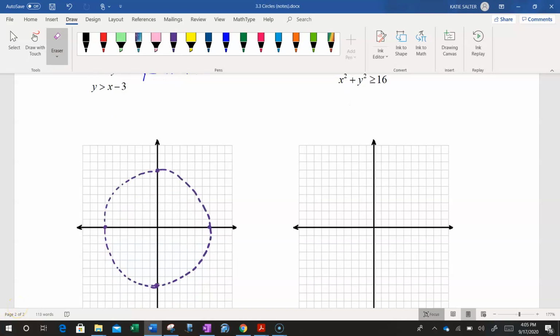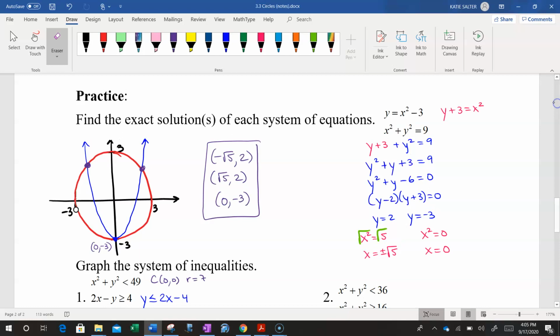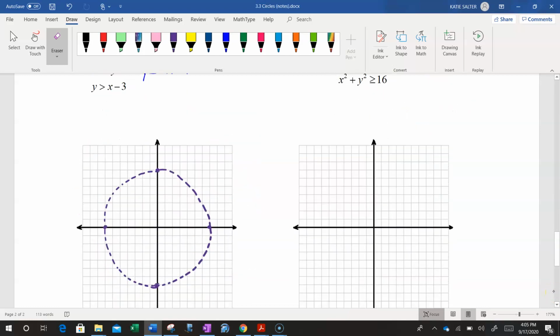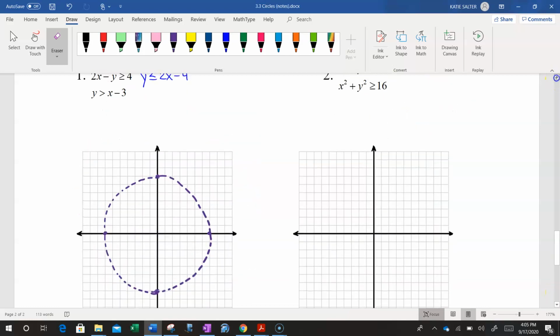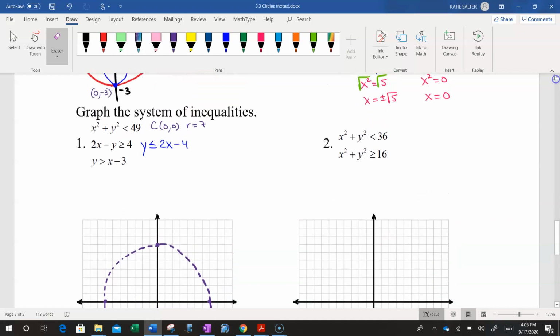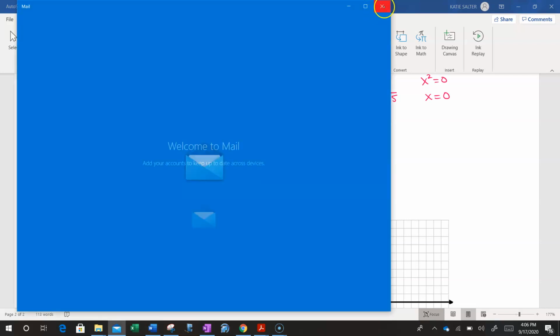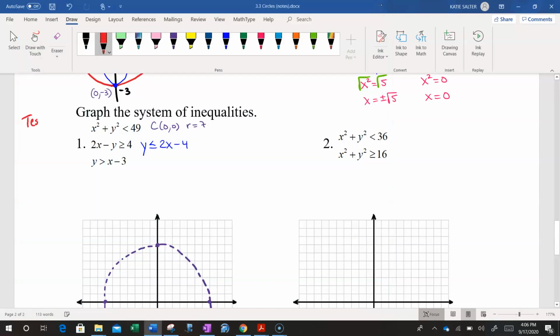Okay, so then we have to decide where to shade. And the best way to do that is to test a point. So I think the easiest point to test on any type of inequality is the origin, as long as your actual curve or line does not pass through the origin. So if I test the origin right here, and I substitute 0, 0 in for x and y, that would ultimately give me 0 is less than 49. And folks, that is true.